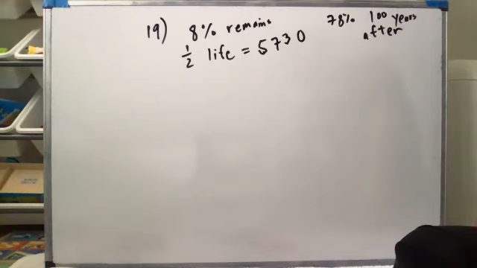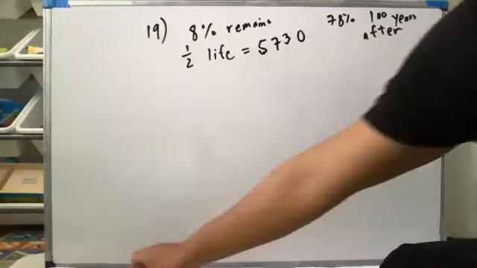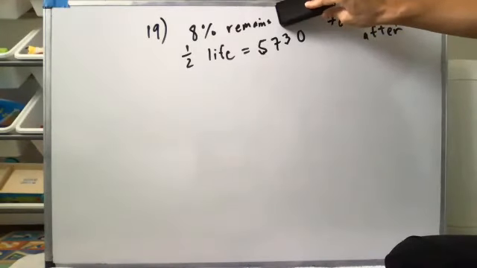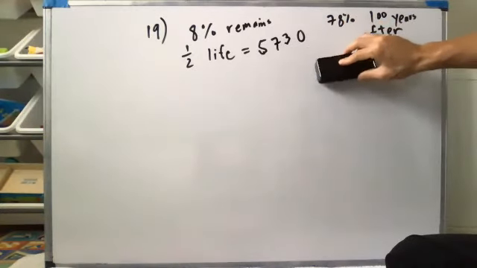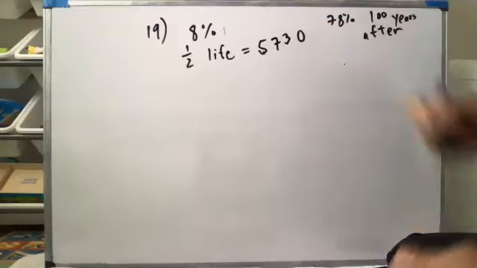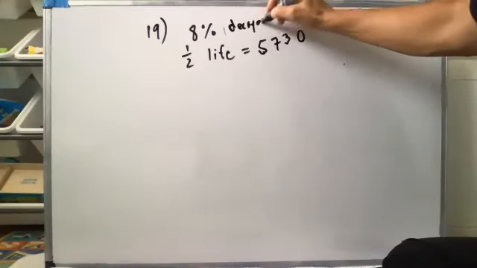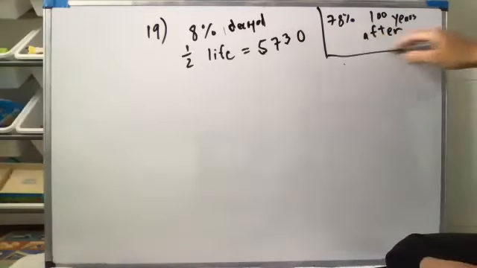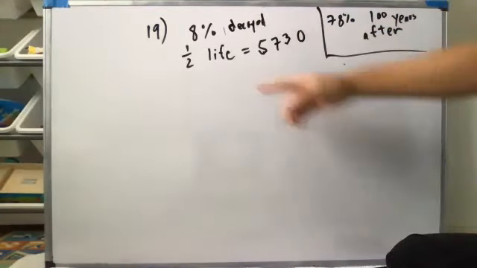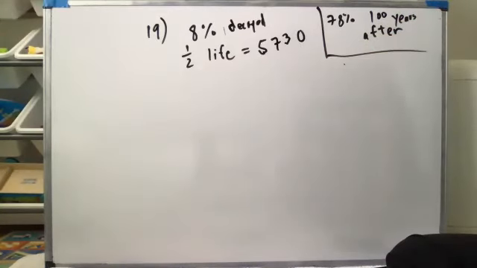So 18 asked how long ago did the whale die, and 19 asked if only 8% of the carbon 14 in the cloth has decayed, how old is the cloth? 8% decayed, or remains? Decayed, okay. I'm actually not sure why they are telling us the 78% after 100 years part, because the half-life of 5,730 should be all we actually need.